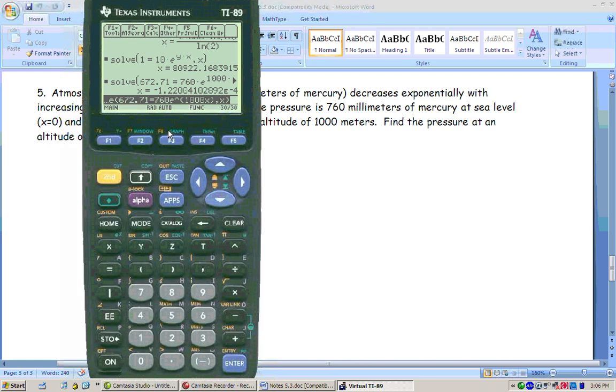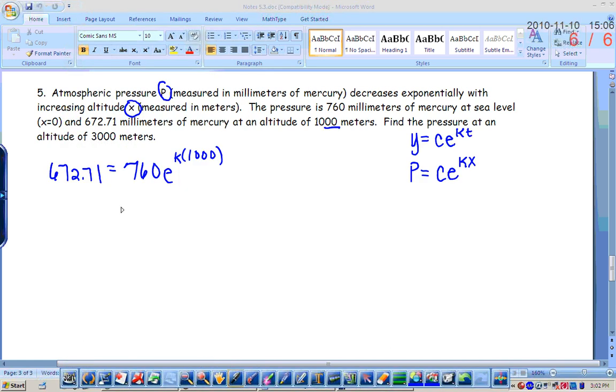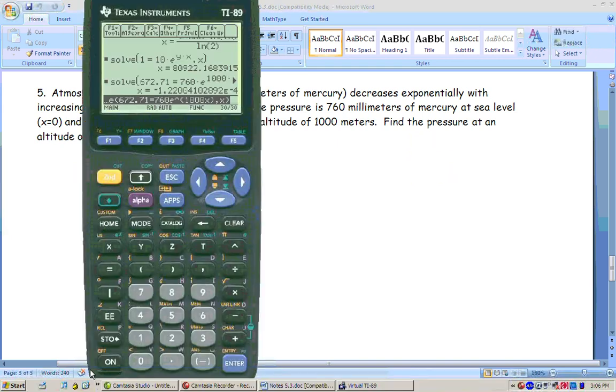Okay, and I have my calculator set where if I use a decimal in the problem, I get a decimal answer, but you may have gotten the exact answer. It doesn't matter which one you use. So k is approximately negative 1.220 times 10 to the negative 4. I'm going to jot that down on my paper real quick. I like for you to do this because I can give you partial credit along the way if you mess up somewhere else.